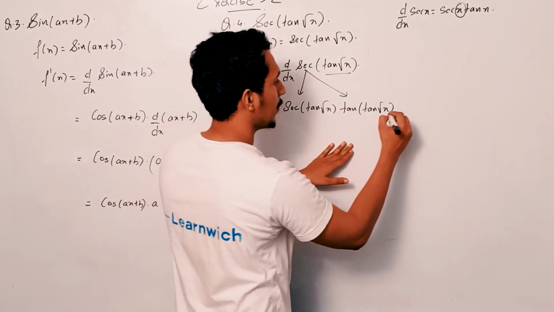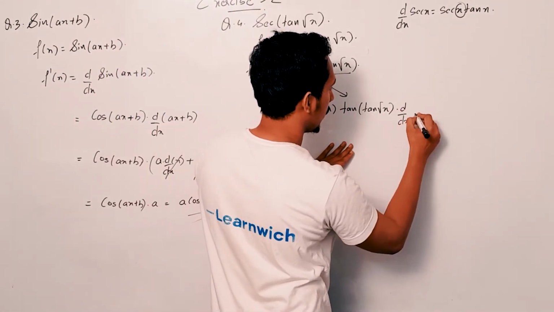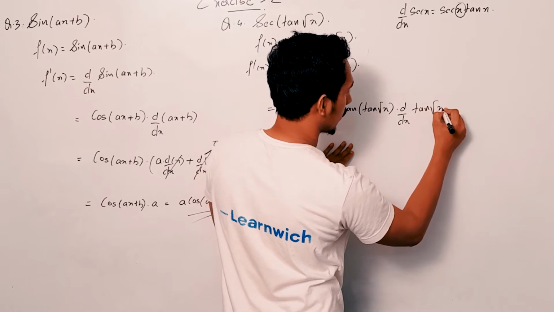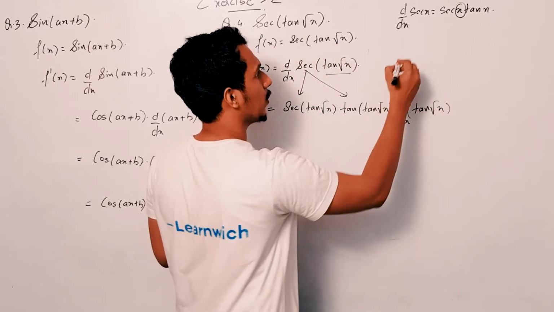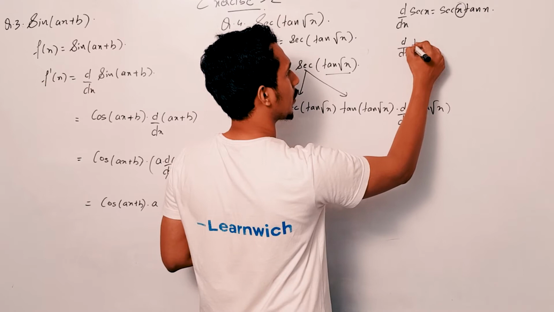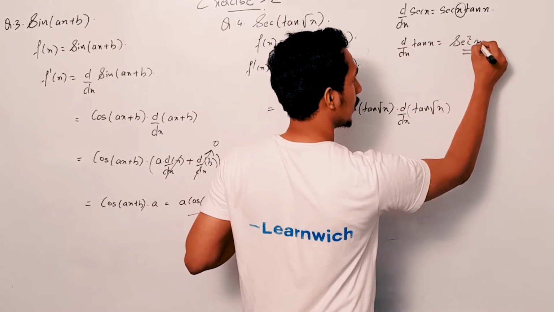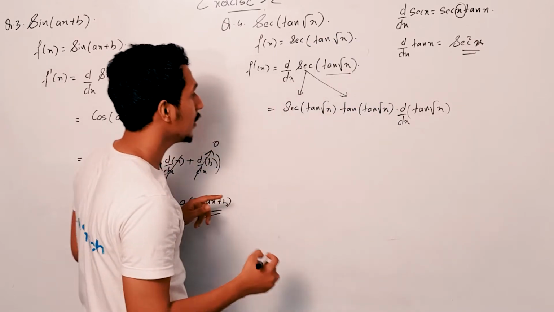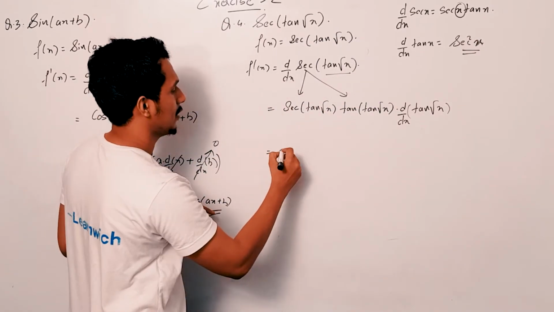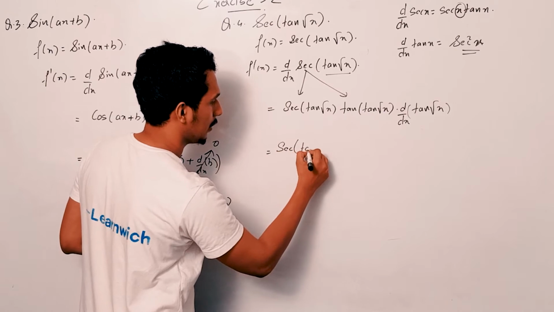Now we have to apply d by dx of tan root x. Tan root x. What is d by dx of tan x? D by dx of tan x is sec square x. Do you understand the importance of learning the formula? Yeah. So that will be sec square of root x.